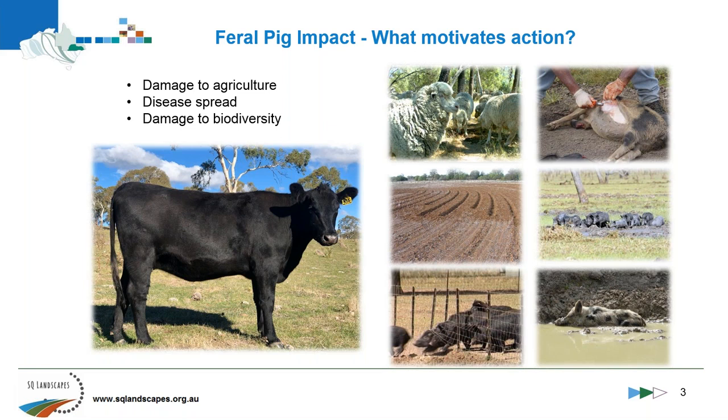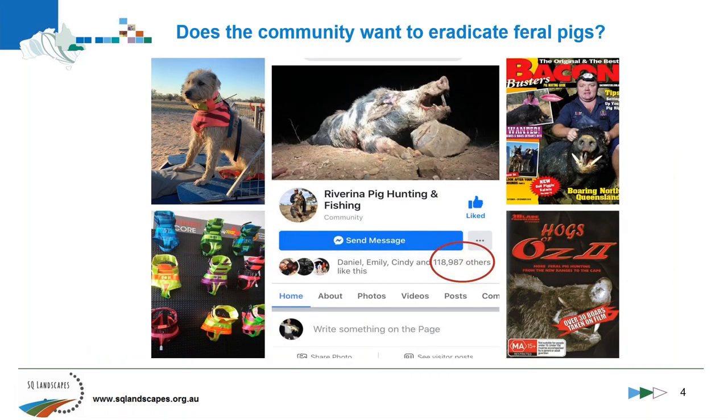And then, of course, the impact they have of direct predation on lambs. Now, this is really motivational for some people to want to control pigs if they are worried about disease spread and they are worried about their lambs. But what about the neighbours that aren't? What about those neighbours? How do we motivate them to take action? And what's worse is there are people out there that actually want feral pigs. There are multi-million dollar businesses. There are DVDs. There are magazines. In the middle of that screen, you can see there's 120,000 likes for the Riverina pig hunting group.